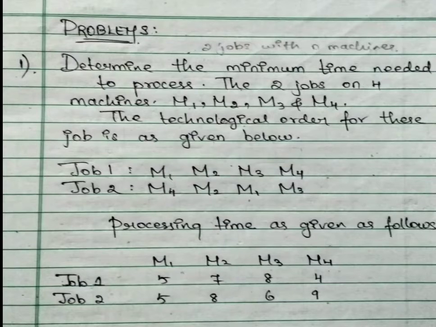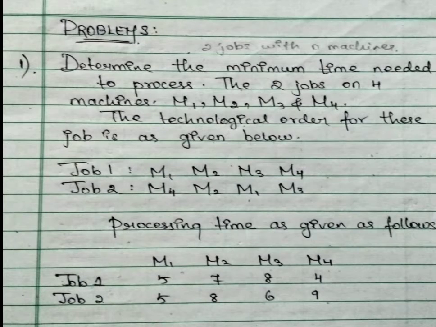The first problem is: determine the minimum time needed to process the 2 jobs on 4 machines M1, M2, M3 and M4. The technical order for these jobs is as follows. For job 1, the sequence is given. Similarly, for job 2 the sequence is also given. For the graphical method, for job 1 and job 2, we have different sequencing. Similarly, we also have the processing times. So this is your given data.